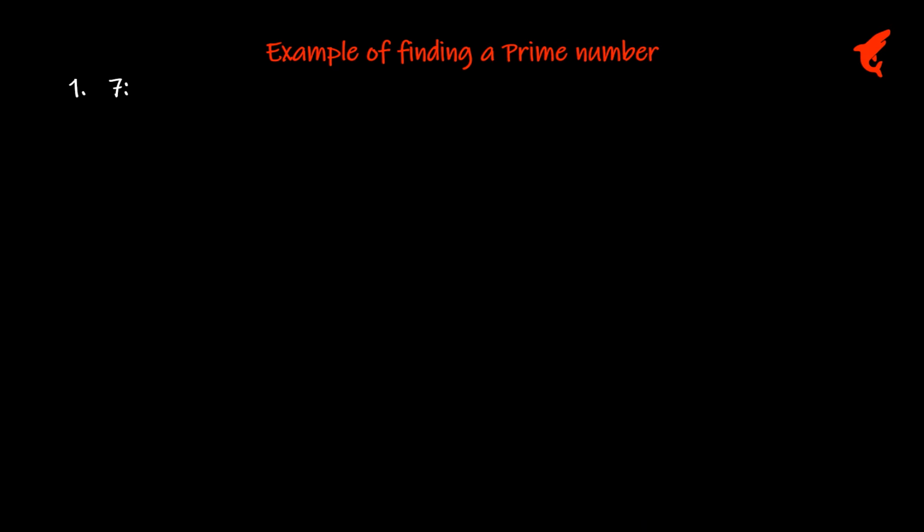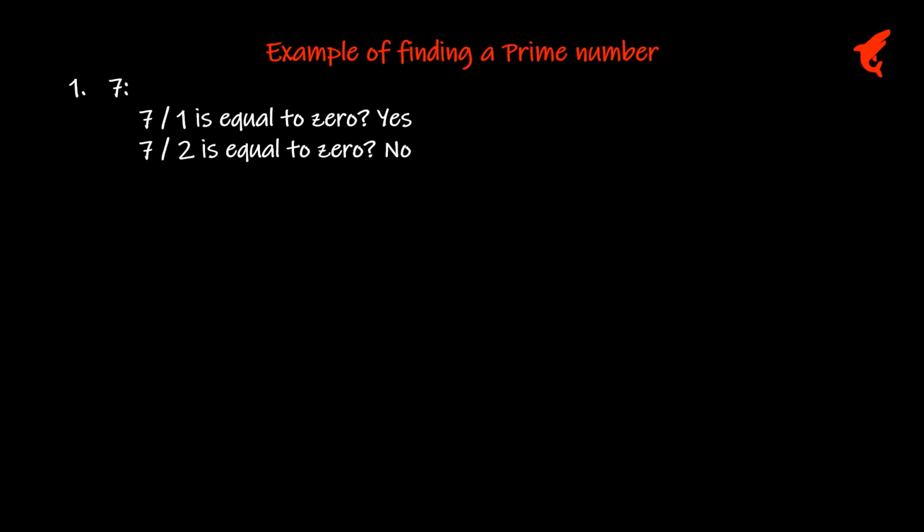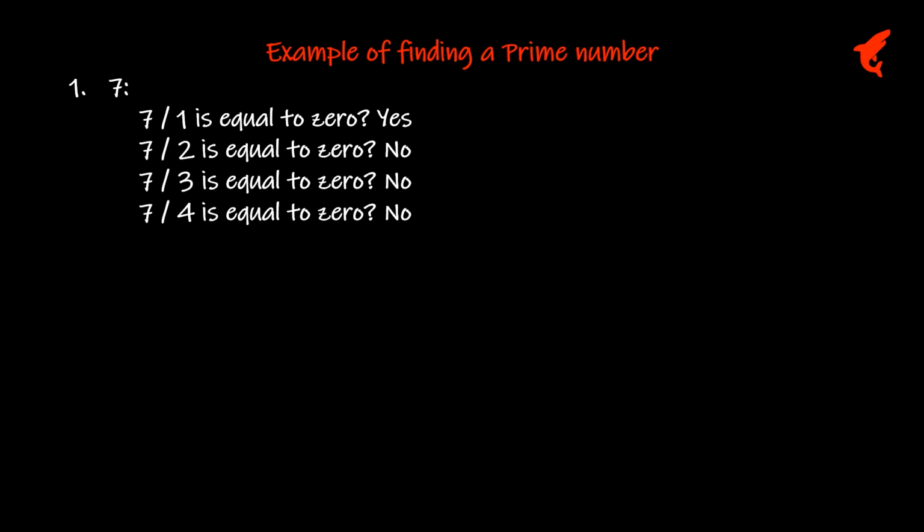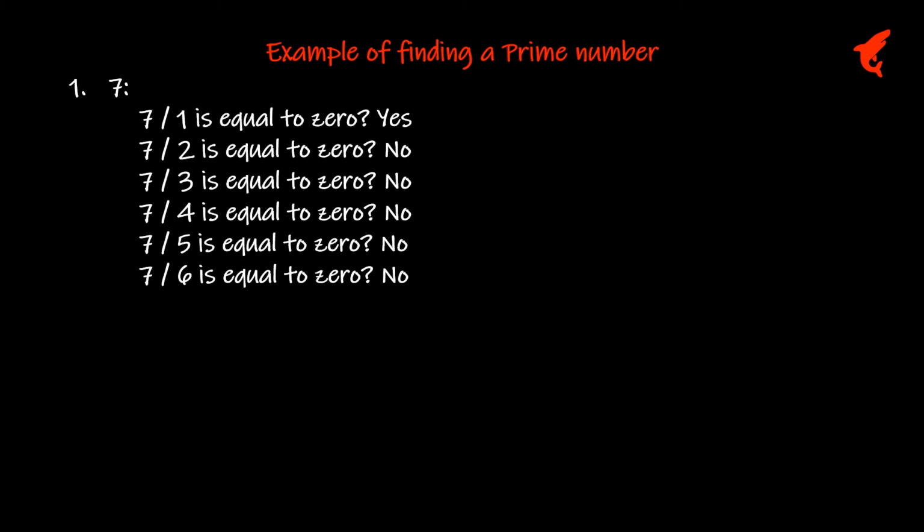The first example is 7. Let's divide the number 7 starting from 1. 1 divides 7 completely. Next, 2 does not divide 7 completely. Next, 3 does not divide 7 completely. Next, 4 does not divide 7 completely. Next, 5 does not divide 7 completely. Next, 6 does not divide 7 completely. And 7 divides 7 completely. And so 7 is a prime number.